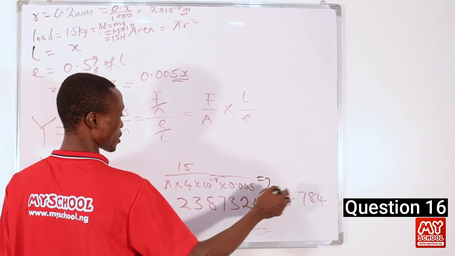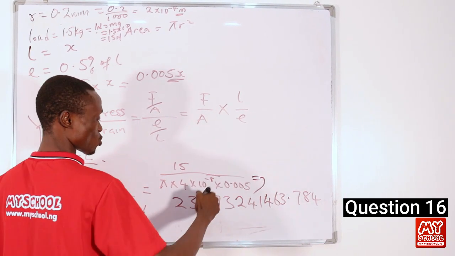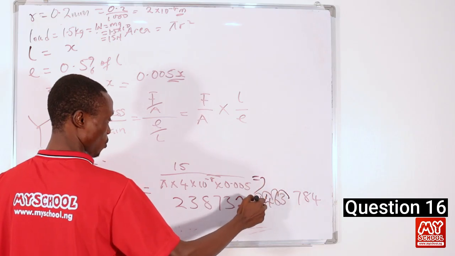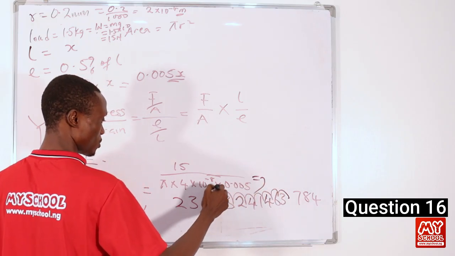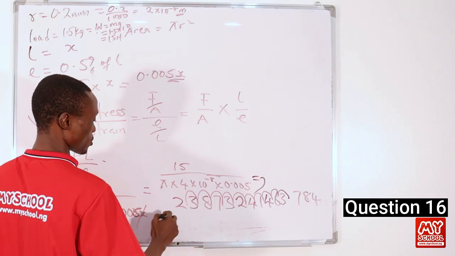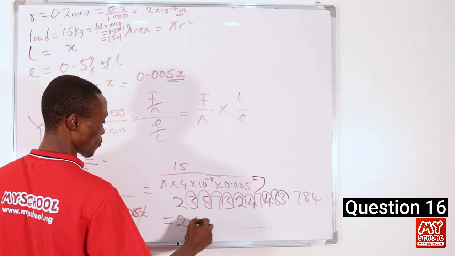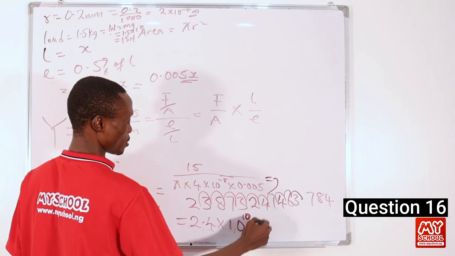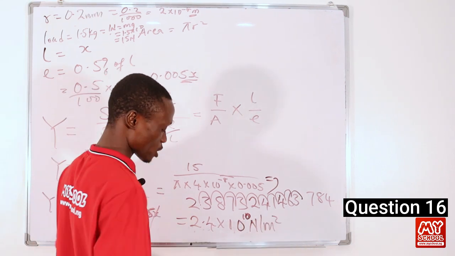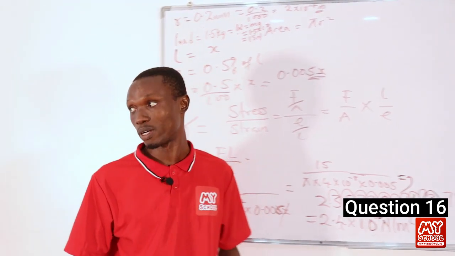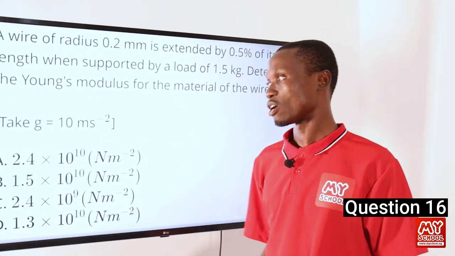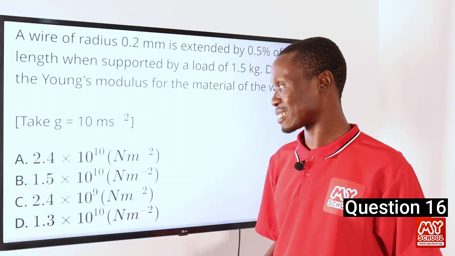So we put this in standard form. To put this in standard form, we just move the decimal point to our left: 1, 2, 3, 4, 5, 6, 7, 8, 9, 10. This leaves us with 2.4 times 10 raised to the power 10 newtons per meter squared. So let's move over to the screen to pick the correct option. From our calculation, the correct option to this question is option A, 2.4 times 10 raised to the power 10 newtons per meter squared.